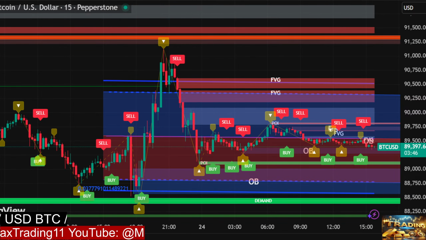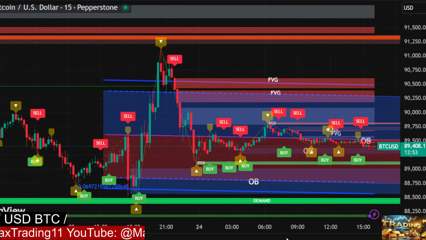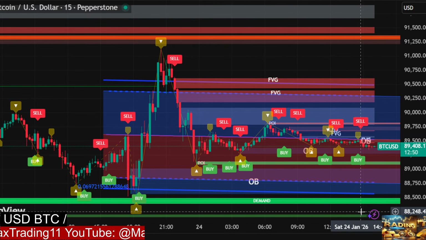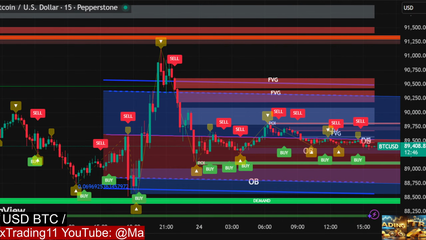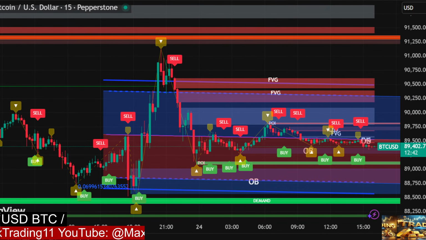The market is a living entity. Think of the market as a living organism, breathing, expanding, and contracting through the flow of liquidity. Each session, London, New York, and Asia, adds its own rhythm to the price movement.